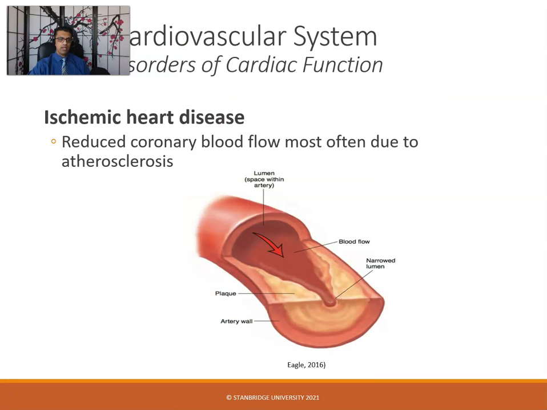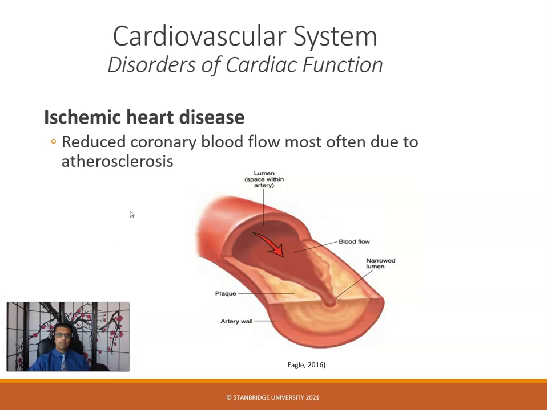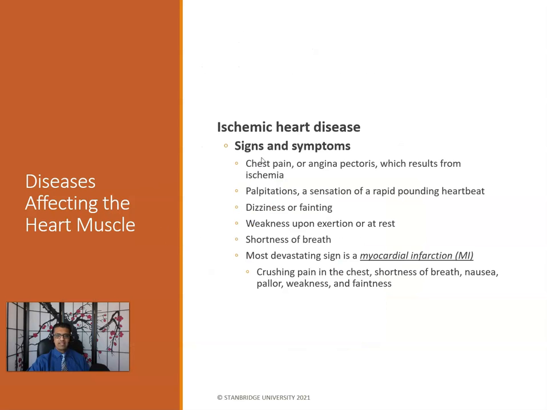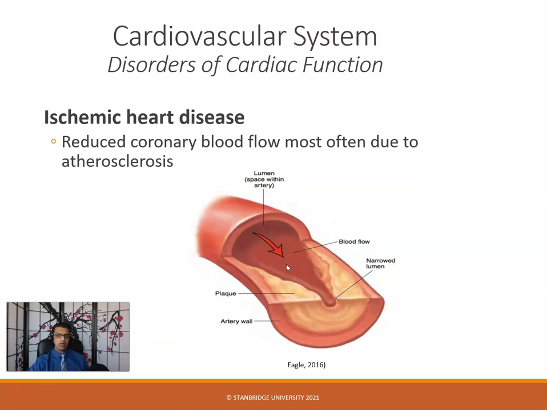Now if we look at the cardiovascular system, diseases of cardiac function, you've got ischemia or ischemic heart disease. Basically, that's reduced coronary blood flow, most often due to atherosclerosis. So those are plaques. What are some signs and symptoms of ischemic heart disease, which is basically a narrowing?